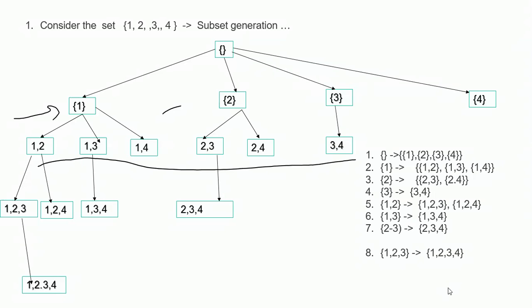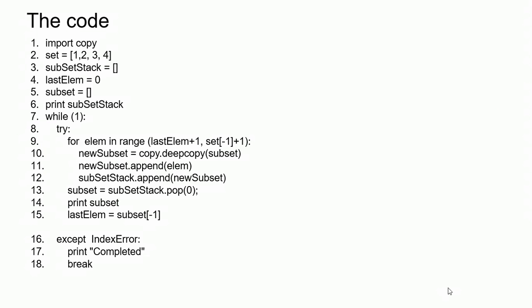So this is good. This visual representation helps you to understand the generation problem. It's a good thing to draw and keep things clear. Now let's take a look at the Python code. So what's there in the Python code? The Python code is fairly simple. Initially the subset is null, and the last element is 0. So let's take a look at it.